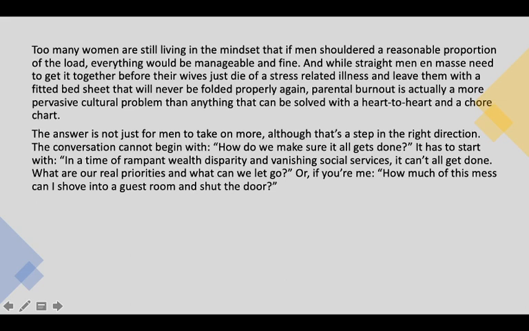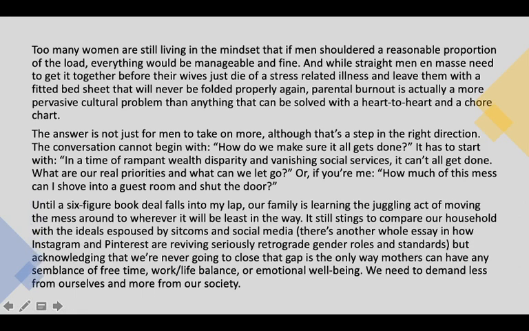The conversation cannot begin with, how do we make sure it all gets done? It has to start with, in a time of rampant wealth disparity and vanishing social services, it can't all get done. What are our real priorities and what can we let go? Or if you're me, how much of this mess can I shove into a guest room and shut the door? Until a six-figure book deal falls into my lap, our family is learning the juggling act of moving the mess around to wherever it will be least in the way.